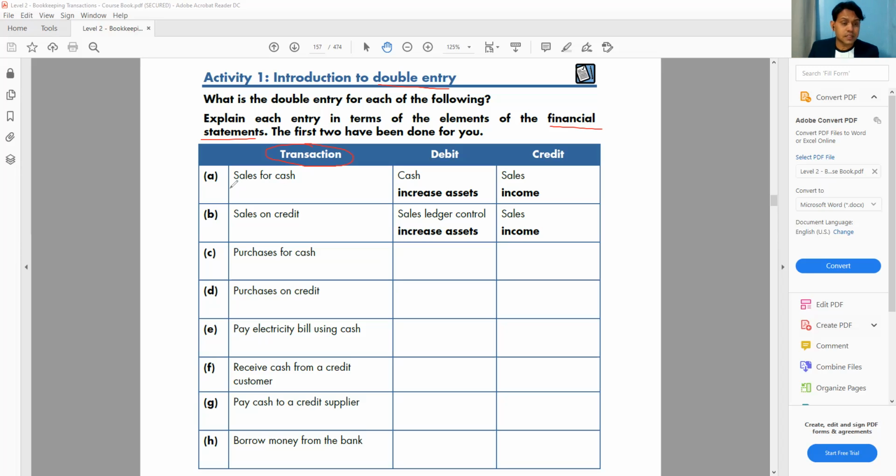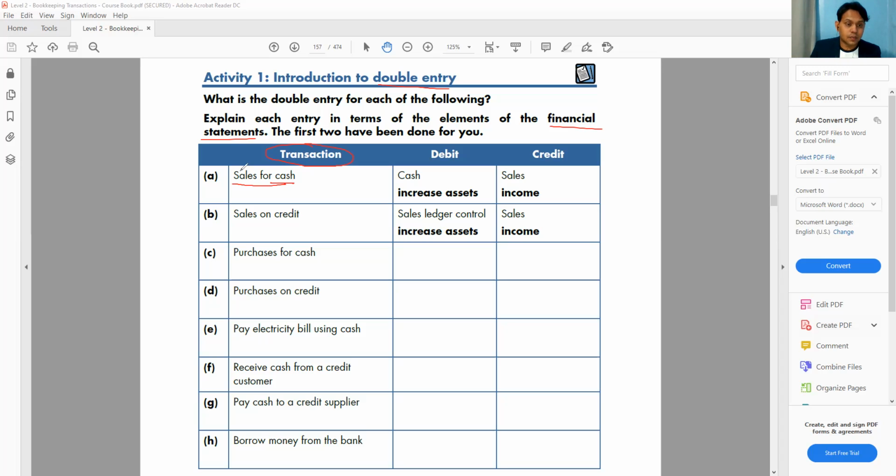Let's have a look at one of the transactions here. The first transaction we have here is sell for cash. So I'm selling something and the customer is paying me cash. So what is the journal here? How am I going to identify what is debit and what is credit from this particular transaction?